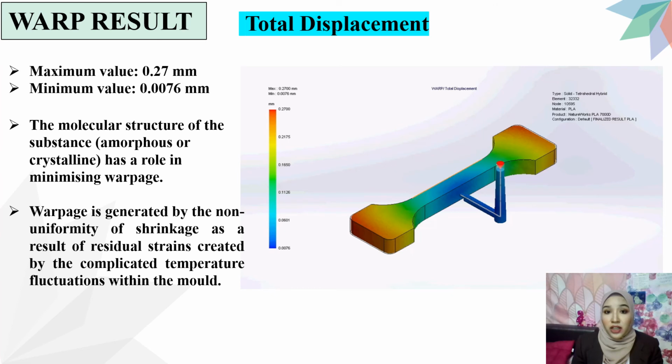Additionally, the molecular structure of the substrate, amorphous or crystalline, has a role in minimizing warpage. Moreover, warpage is generated by non-uniformity of shrinkage as a result of residual strains created by the complicated temperature fluctuations within the mold. Anticipating warpage is critical when working with components whose area exceeds their thickness.